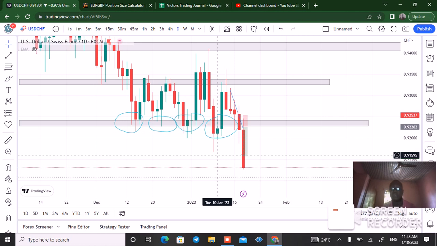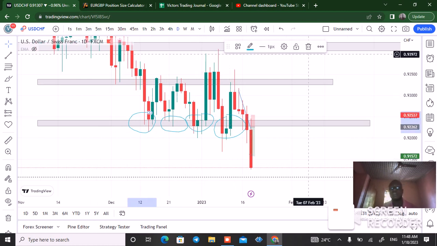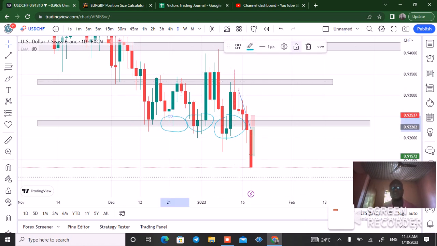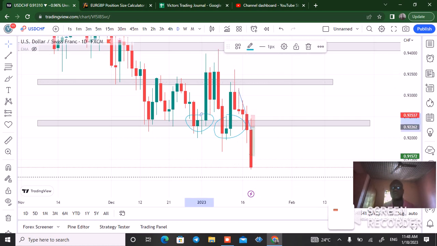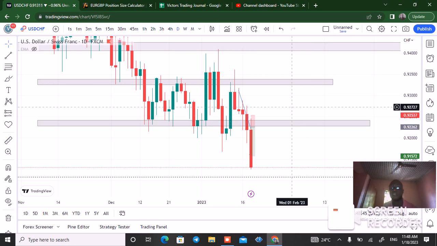So now, the third thing that I look out for whenever I'm taking a trade is my entry signal. Okay, I have to be patient and wait for my entry signal at my desired zone of interest. Okay, my zone of interest.